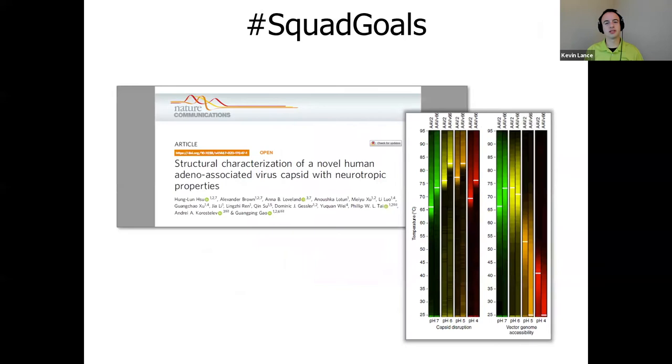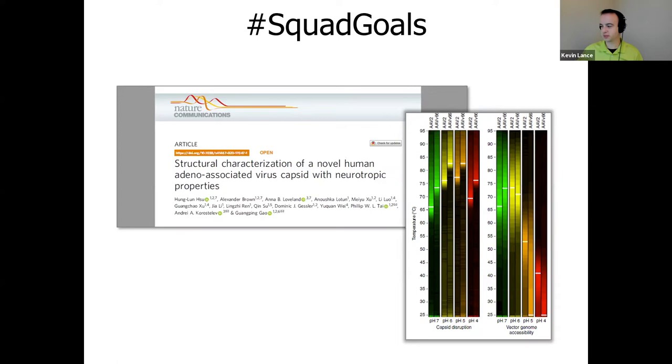Okay, so with all of that background knowledge in our back pocket, what my team did is we went to the literature and saw this really excellent paper from Guangping Gao's lab at the University of Massachusetts, published in Nature Communications. We saw this beautiful figure looking at the relationship between pH and temperature for two different capsid types. And we thought to ourselves, wow, that's a really excellent demonstration of temperature and buffer. So we took it as a squad goal, a team goal, to see what we could do in terms of replicating that same sort of experiment and exploring other buffers and serotypes.